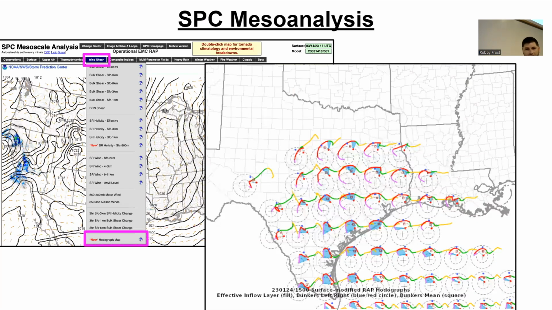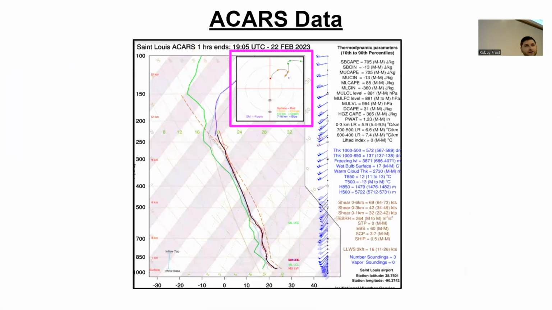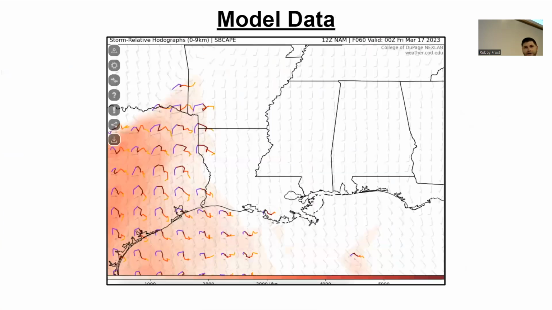We have plan view plots. So this is the hodograph map that Cameron had a lot to help with on the SPC mesoanalysis page under wind shear. Take a look at that one. That's another one we use quite a bit in ops. And ACARS data, so planes collecting upper air. So anything that collects upper air wind data, you can get hodographs. And then, of course, lots of different model sources.